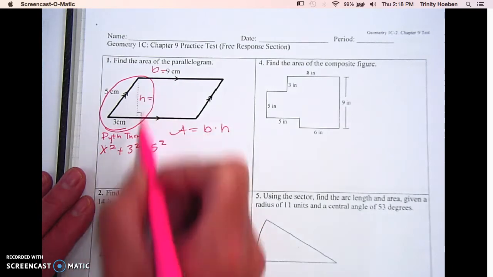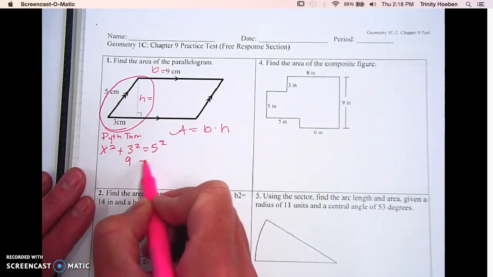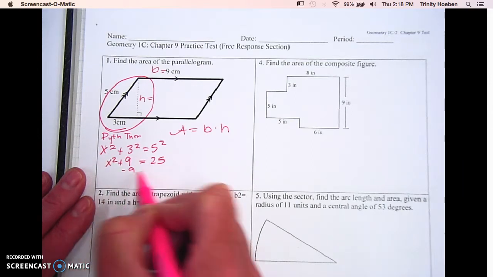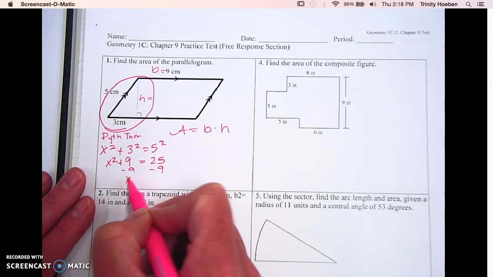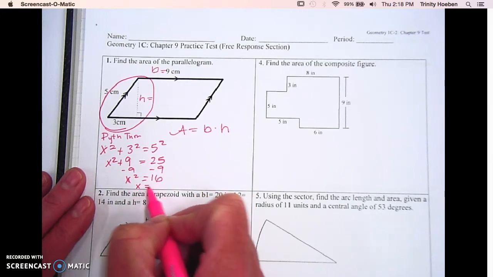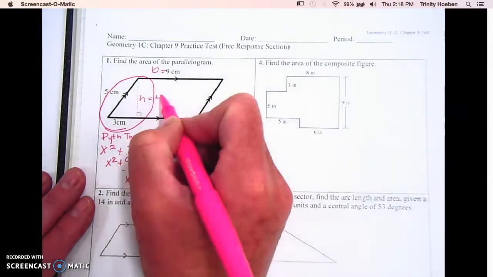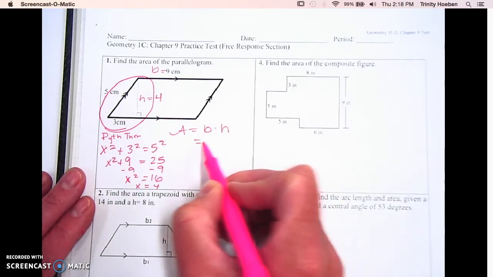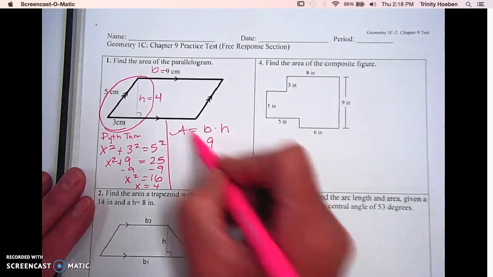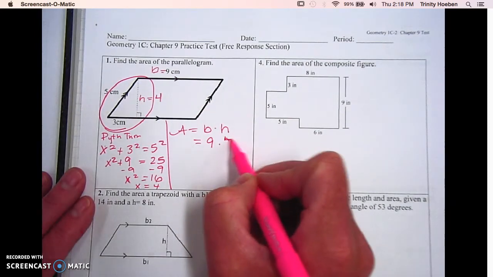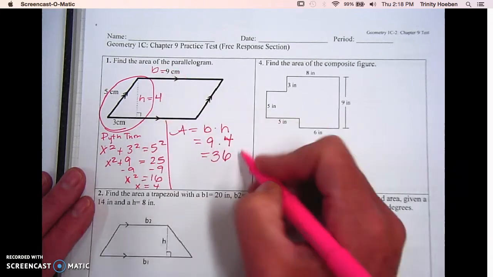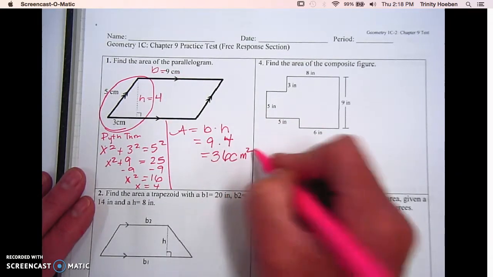for that missing leg. So 3 squared is 9, 5 squared is 25. Subtract 9 from both sides, and we get x squared equals 16. When we take the square root of both sides, we get x equals 4. That means the height is 4. So in the area formula for the parallelogram, the base is 9, the height is 4. And when we multiply those together, we get 36, and this one is in centimeters squared.